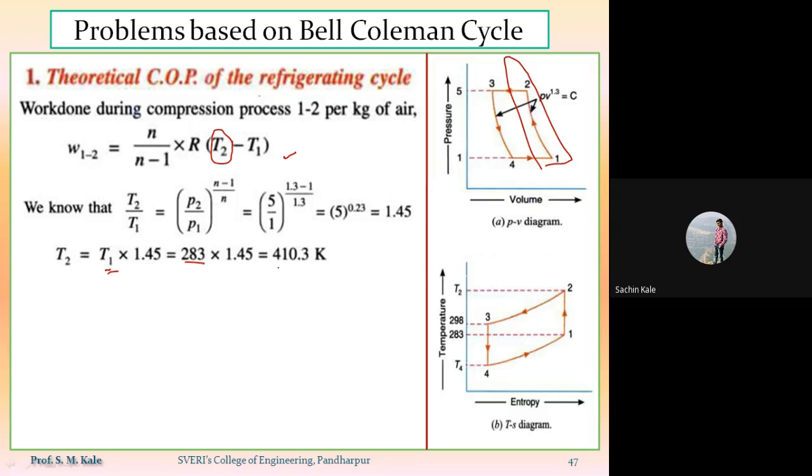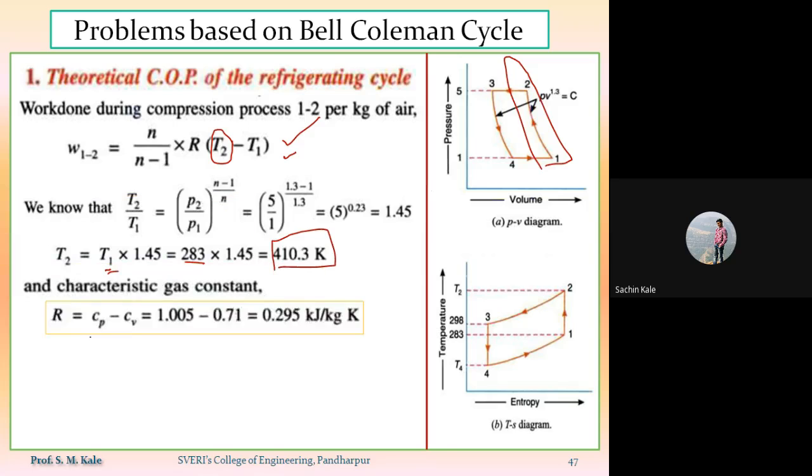So I will get the value of T2. So this is the value of T2. Put this value of T2 in the above equation, and I will get the value of W1 to 2. So here, if you see in this formula, again the value of R is not known to us.